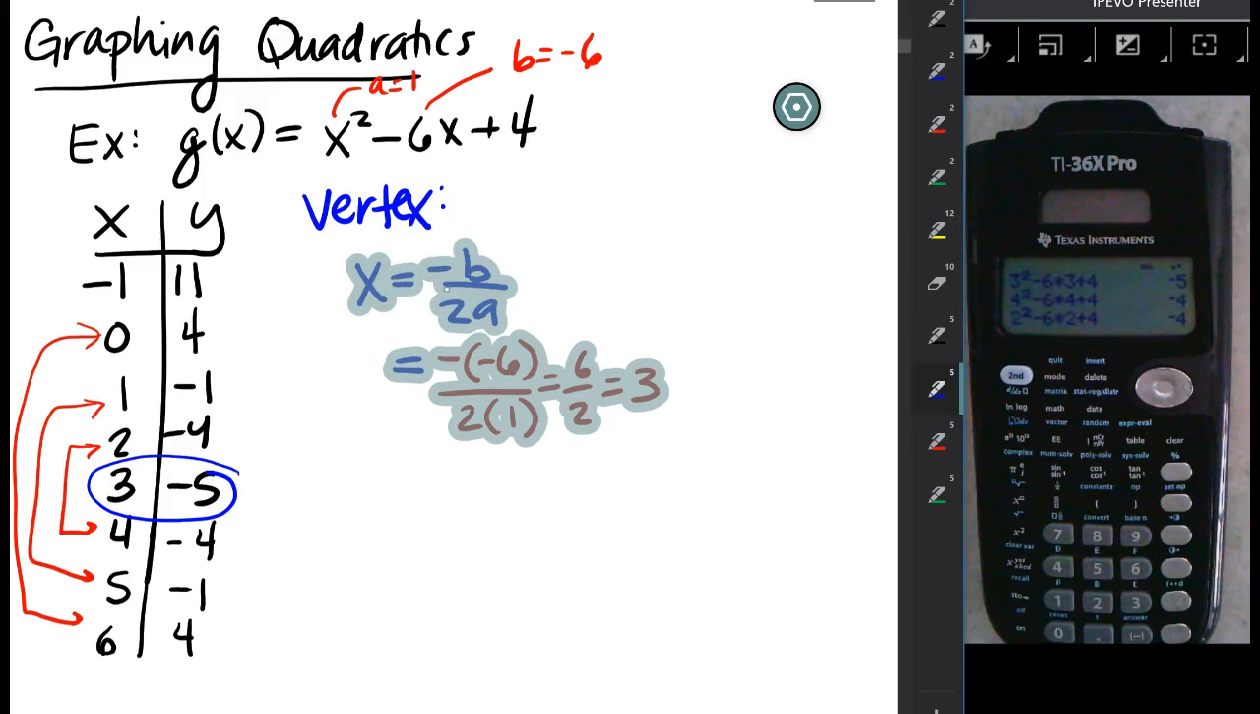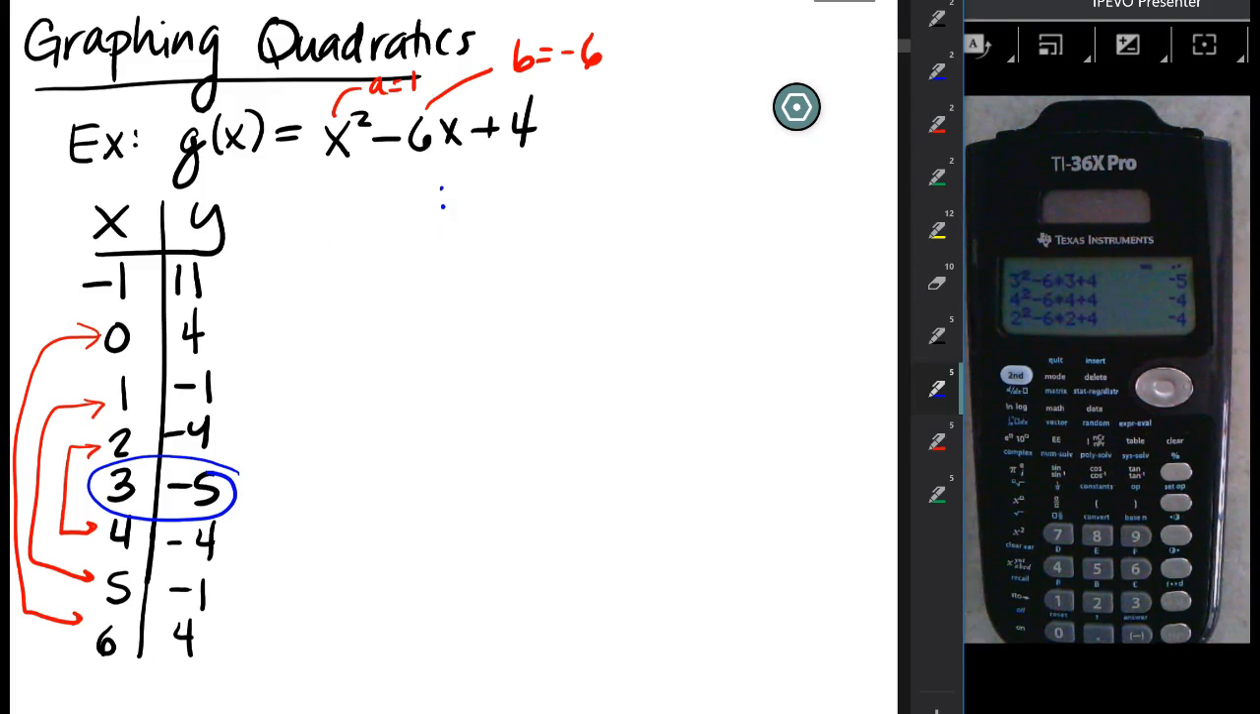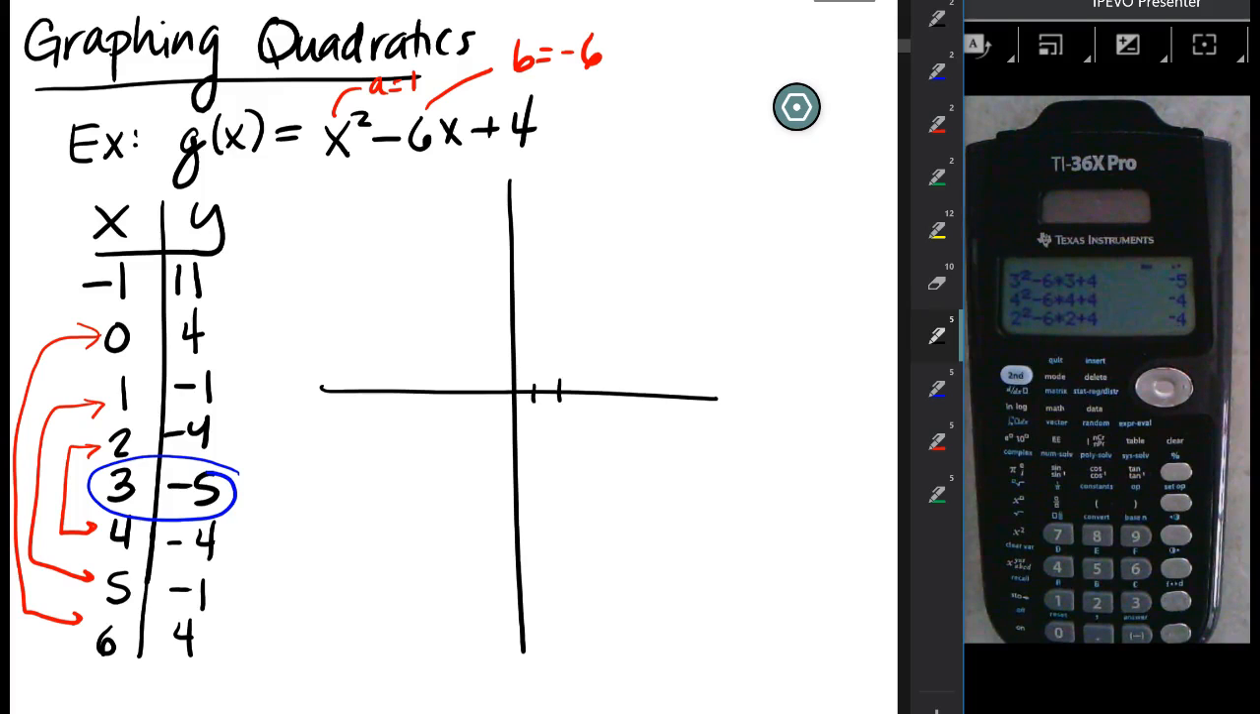So now that we've accomplished our table, both with and without our calculators, we have to graph this, which is simply putting down all these points on a graph. So we'll go ahead and say, all right, I can do this. Looks like I need to go all the way to 6 and negative 1, and I got to go all the way up to 11 and down to negative 5. And then I just put all those points on there.